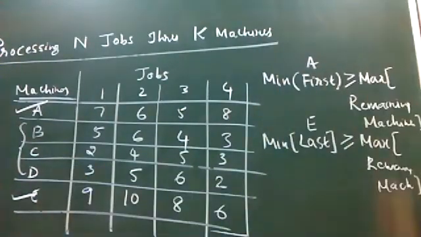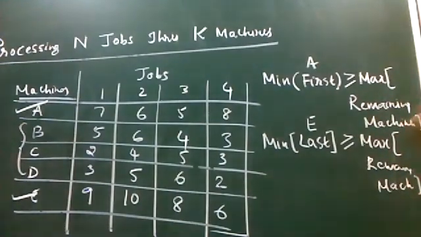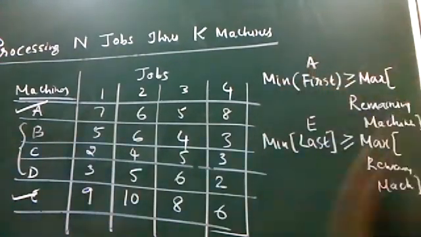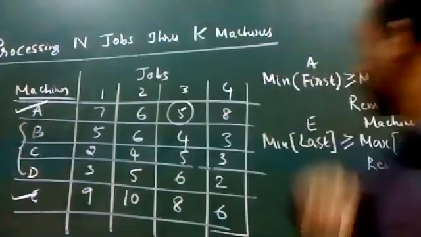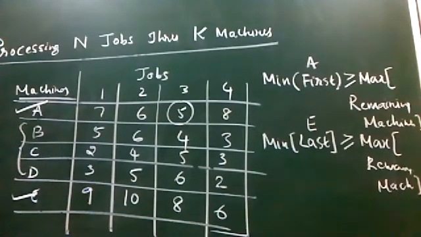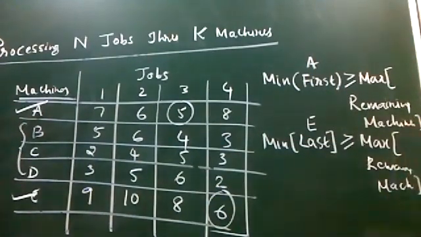So now I'm supposed to verify whether this condition is satisfied or not. First, let us find out the minimum of the first machine. Can anybody please tell me what is the minimum of the first machine? 5, sir. 5 is your minimum value. Good. Similarly, what is the minimum of the last machine? 6. 6 is the minimum value. Very good. Now I have to see whether it satisfies this particular condition.